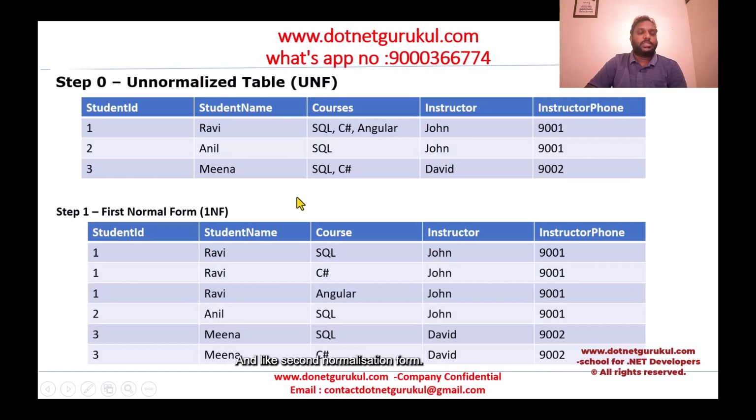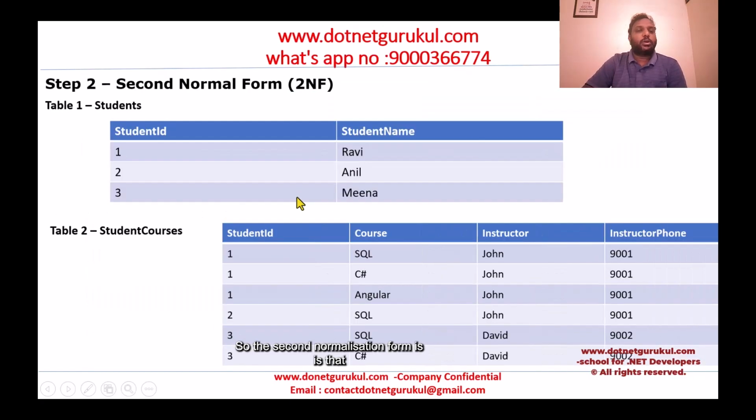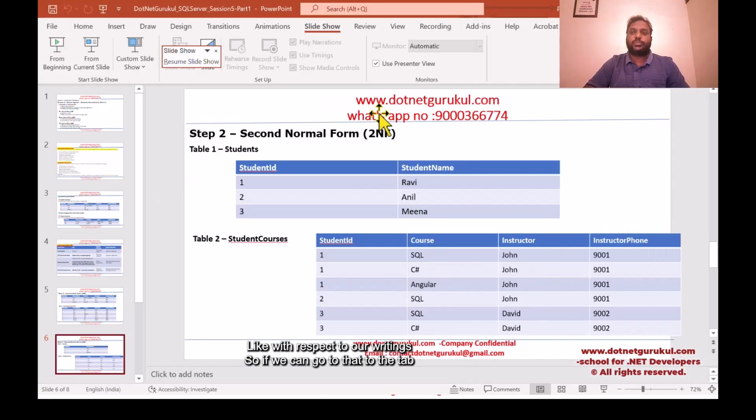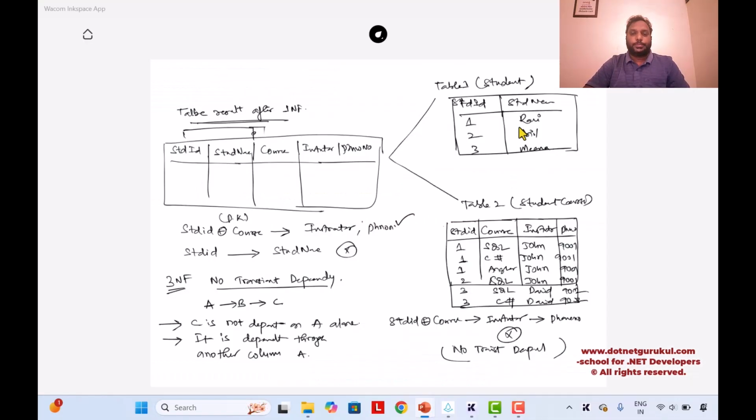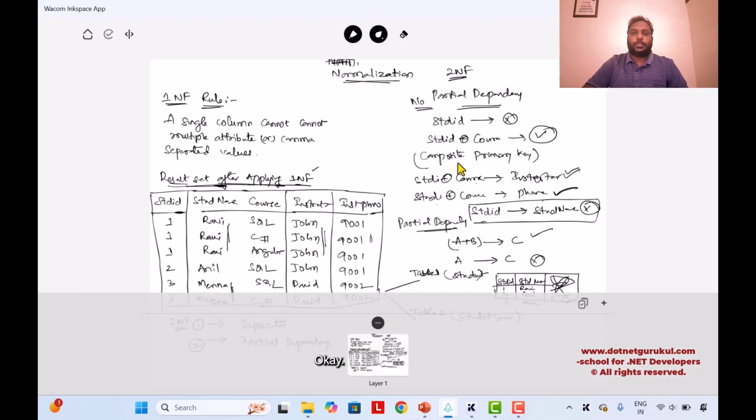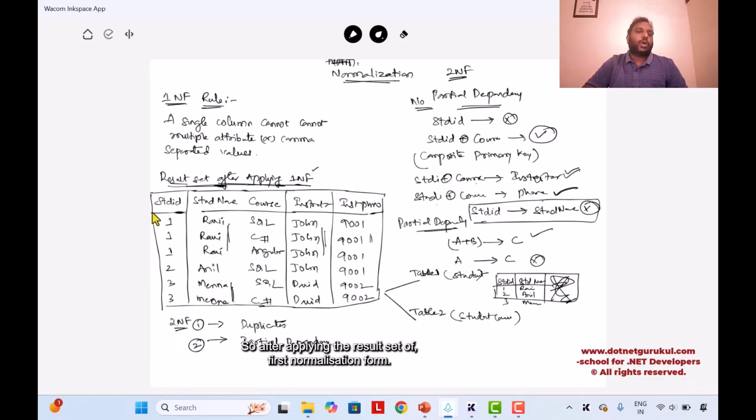The second normalization form says that there should be no partial dependency. You already understand what partial dependency is, right? Let me go to the tab with our writings. Give me a minute, I'm just extracting the previous writing. I wanted to recap so that you get this idea. After applying the first normalization form, the result set has the partial dependency.